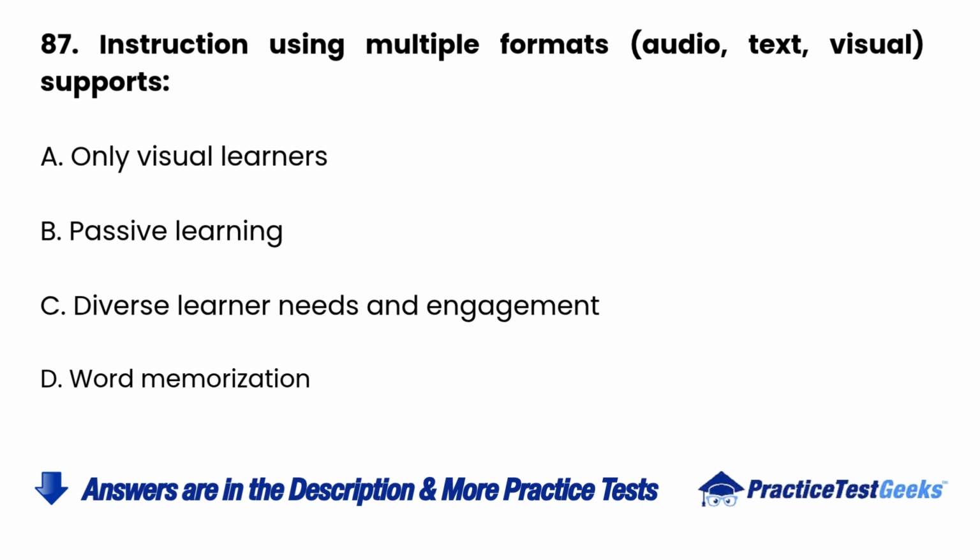87. Instruction using multiple formats: audio, text, visual supports. A. Only visual learners. B. Passive learning. C. Diverse learner needs and engagement. D. Word memorization.